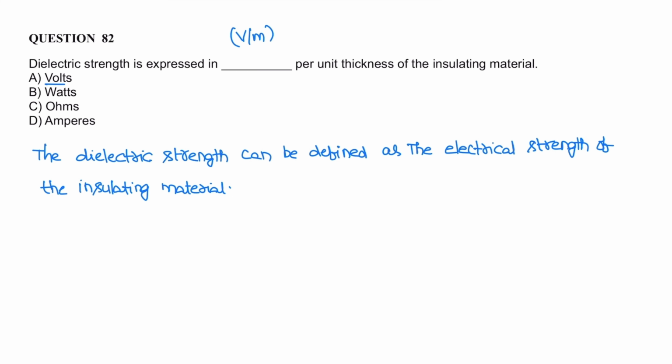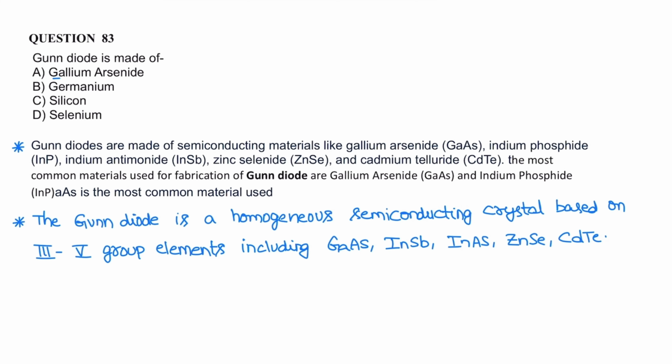Next question. The Gunn diode is made up of gallium arsenide. Correct option is A. So Gunn diode is not made up of germanium, nor silicon, nor selenium. It is made up of gallium arsenide. Generally, Gunn diodes are made up of semiconducting materials like gallium arsenide, indium phosphide, indium antimonide, zinc selenide, cadmium telluride, CdTe, and the most common materials used for the manufacturing of Gunn diode are GaAs, gallium arsenide, and indium phosphide.